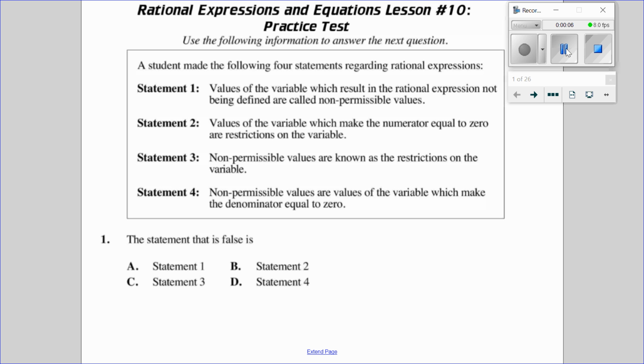In this video, I'm just going to go through all the questions in your practice test so you can see how to come up with the answers. Okay, so question number 1. A student makes 4 statements about rational expressions. Which one is the false one? So let's go through these one at a time.